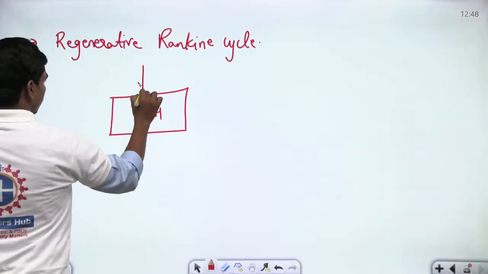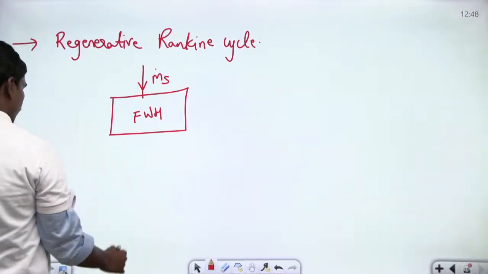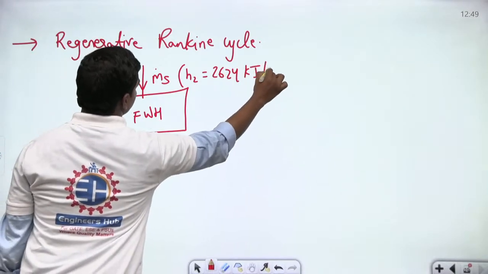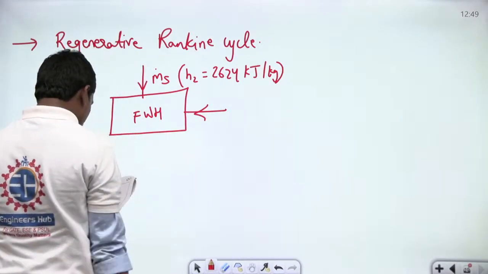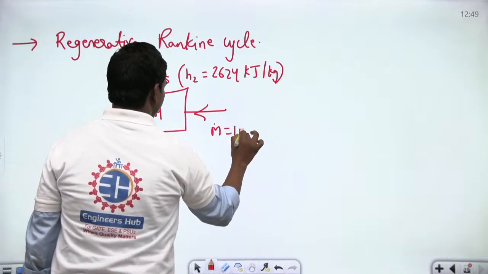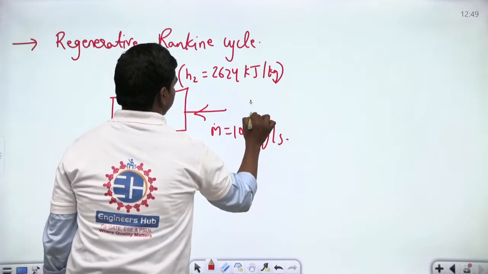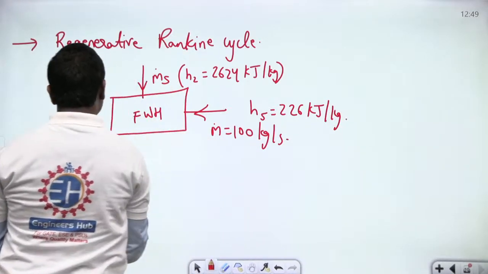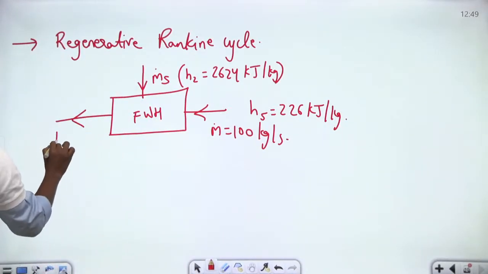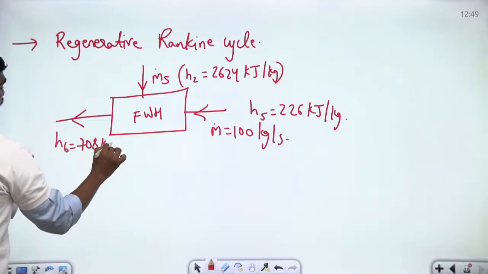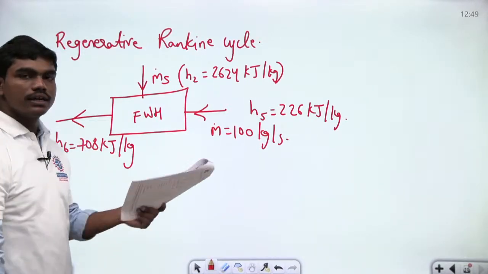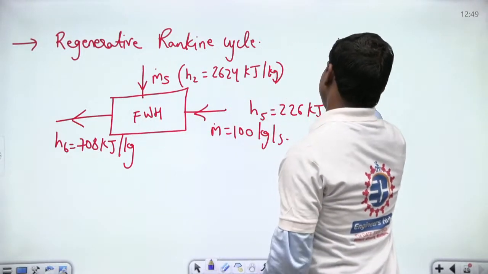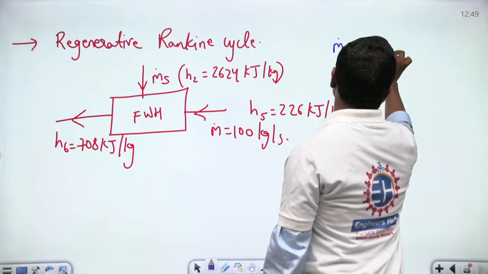There is some steam coming in, m dot S of course, and the enthalpy at this stage is H2 equal to 2624 kilojoule per kg. And of course some energy inlet to this source is also there. m dot equal to 100 kg per second of water is coming, and the enthalpy at this stage is 226 kilojoule per kg, and here the total should come out as H6 equal to 708 kilojoule per kg. This is the data given in the question, and if you apply the energy balance for this feed water heater, you end up with the mass flow rate of the steam, m dot S, equal to 25.15 kg per second.